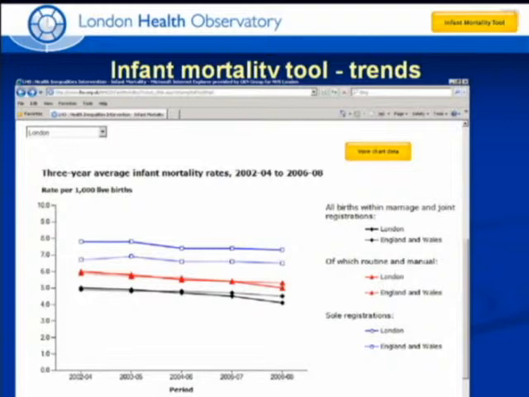And the blue lines are infant mortality rates among sole registered births, which are births registered by the mother alone. So you can see that it's these births that have the highest infant mortality in London and in England, actually. And there was quite a lot of controversy around this target because they were excluded from the target for some reason. So this tool focuses largely on the gap between the routine and manual, the red line on this chart, and the population as a whole, the black line on this chart.